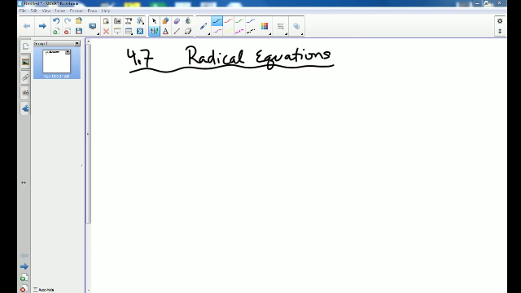That's how it is. Okay, radical equations. So we're solving equations with radicals in them, just like we solved rationals, you know, they have fractions. So these are just techniques to solve equations with radicals.